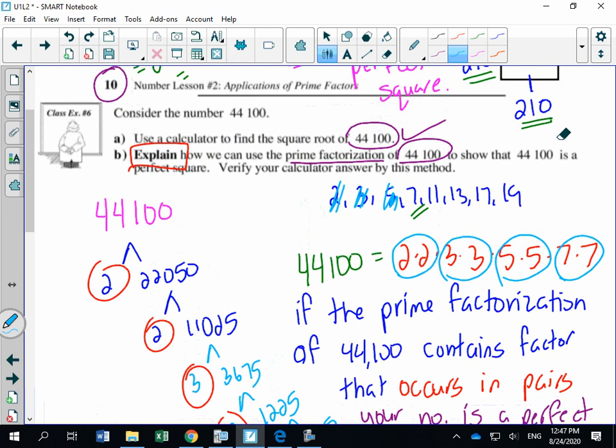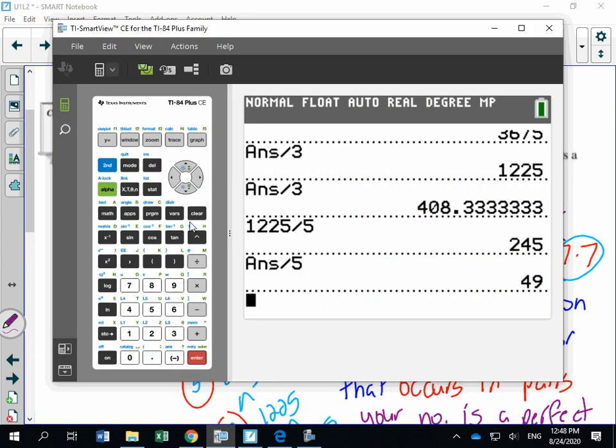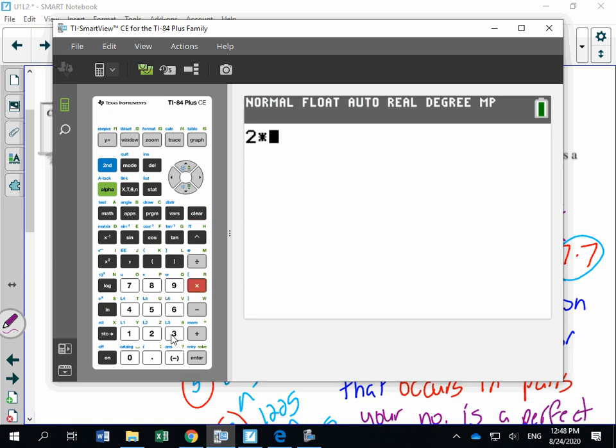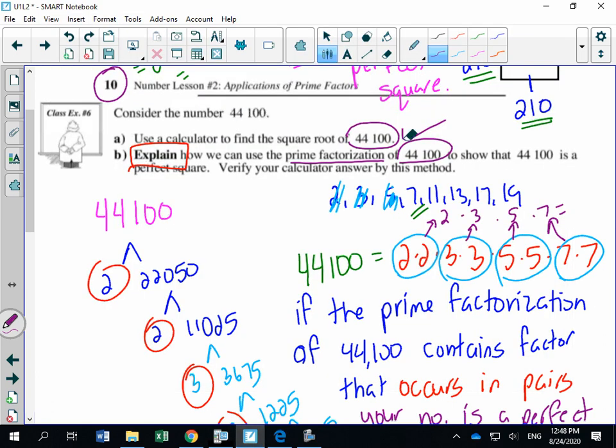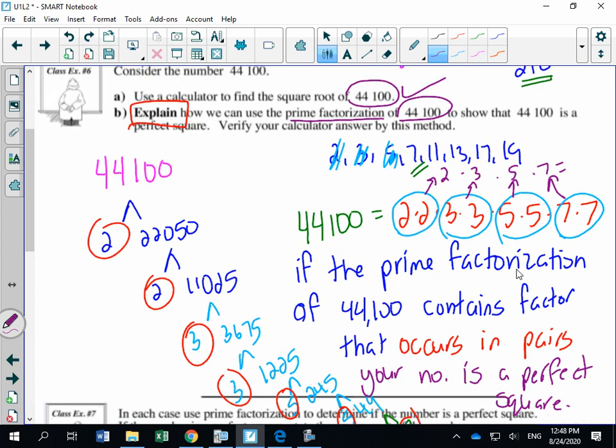And watch how we get 210. For every pair, you guys, take out one number. If you multiply on your calculator 2 times 3 times 5 times 7, guess what number is going to come out? So let's check. 2 times 3 times 5 times 7, it's 210. The square root of this number is 210. This guy is a perfect square because all of my prime factors occur in pairs. Okay?